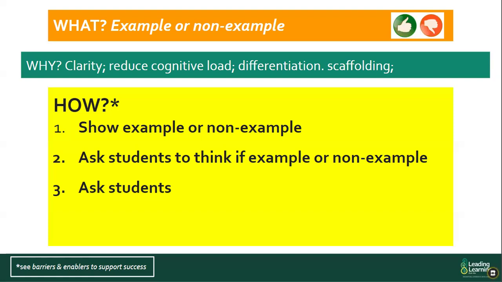There's a really simple 3-step success criteria for this strategy. And the first step is to find or create a range of examples and non-examples for the learning focused. Next, these are provided to the ākonga to consider if they are an example or a non-example. Finally, students share their decision and rationale.